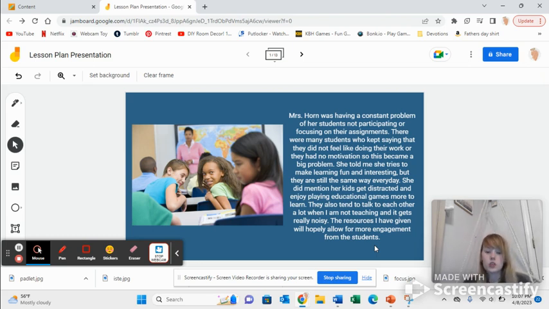The students were getting distracted, and they would enjoy playing educational games, but that's the only thing they wanted to do. But it did help them learn at times. They also tend to talk to each other a lot, and that causes the problem of it getting noisy in the classroom, which can be a problem. And she said the resources that I have given will hopefully allow her for more engagement in the students and just to help our students focus better in the classroom.